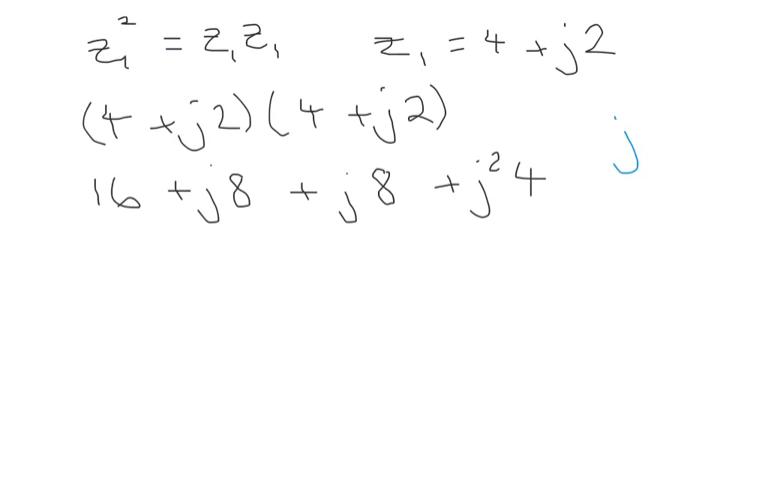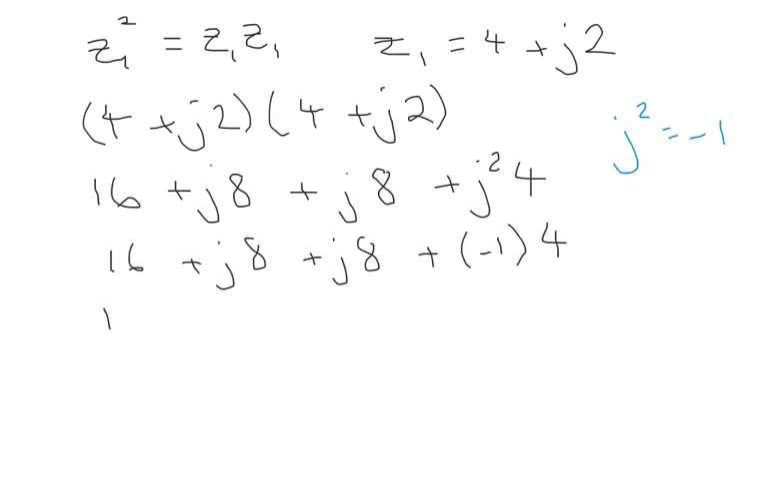Now we use J squared equals negative 1 to simplify further. 16 plus J8 plus J8 plus negative 1 times 4. So we have 16 plus J8 plus J8 subtract 4. Collect the real terms, 16 subtract 4, 12. The imaginary terms, J16.